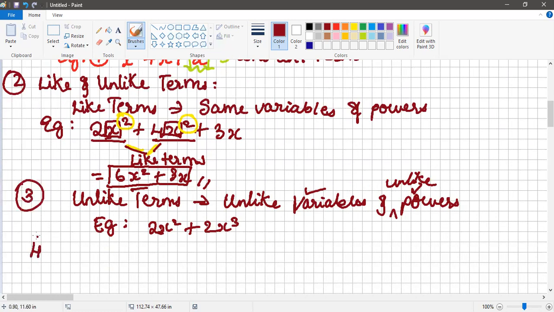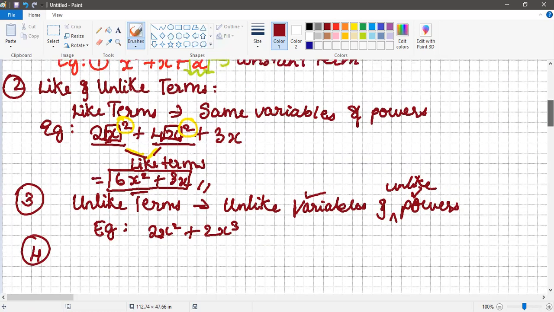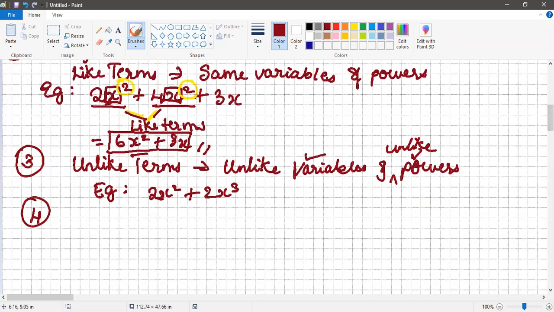This is the third one. The fourth one actually is not a fourth one. That's it. Okay, so these are the types of terms. Simple, right? I'm sure it is pretty easy for you.